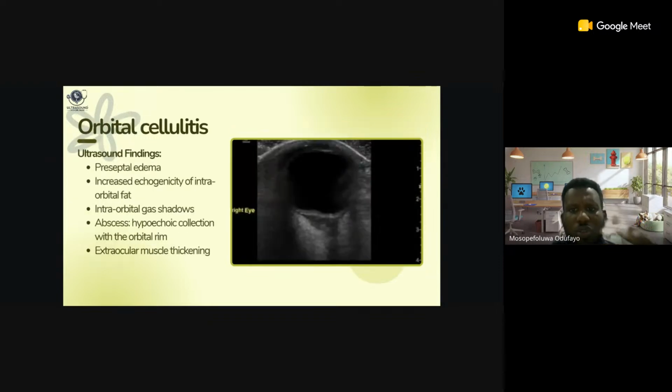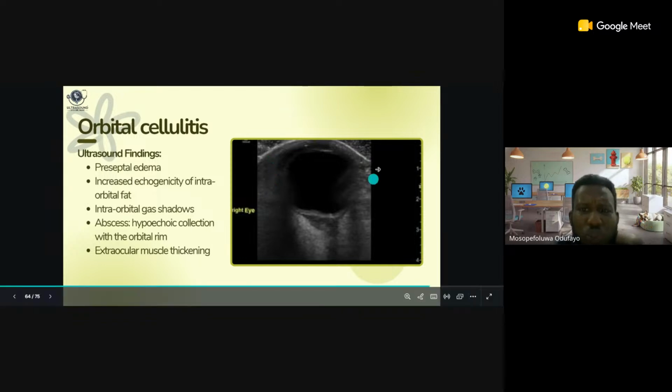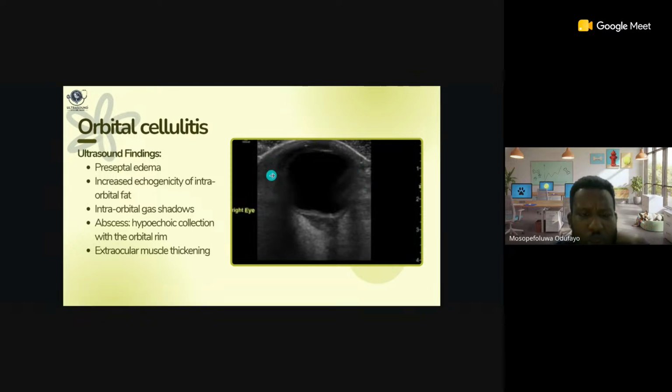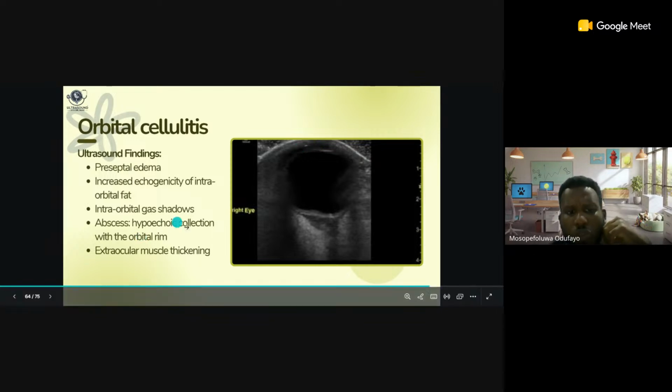Ultrasound findings: there could be preseptal edema, where you find edema around the eyelids and conjunctiva. Also, there could be increased echogenicity of the intraorbital fat. Then another thing you'll find is intraorbital gas shadows. You are finding gas where gas shouldn't be. Preseptal edema will present as increased echogenicity plus or minus fluid interspersed within the areas where the eyelid is located, like cobblestone.